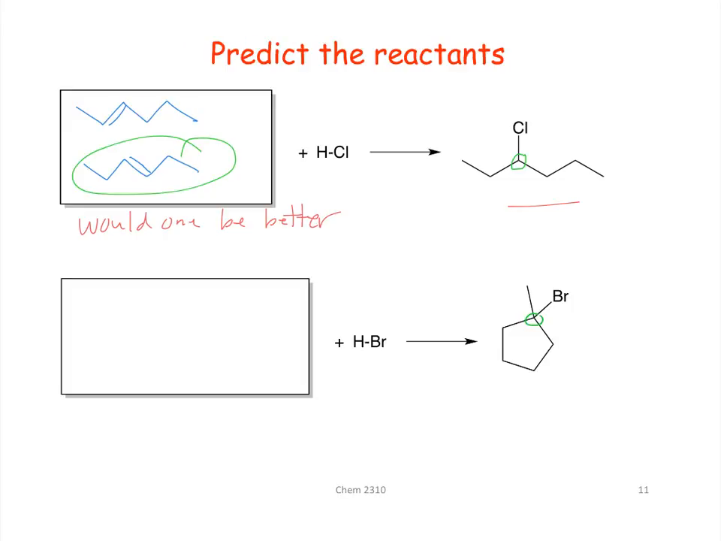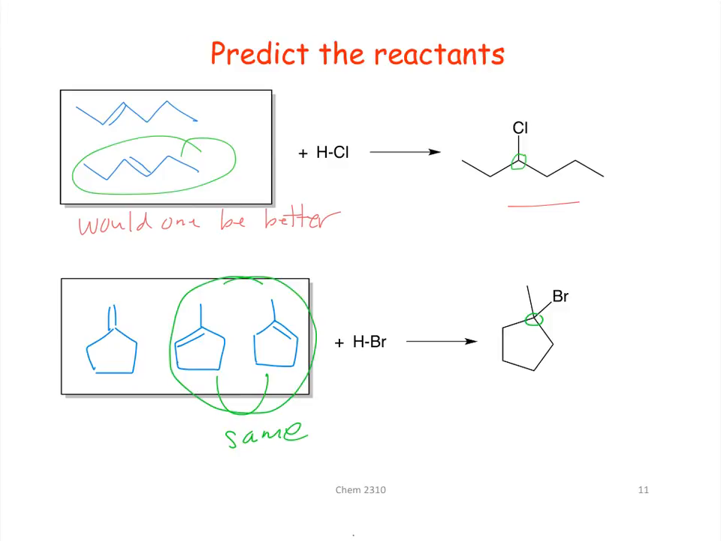Remember, the double bond has to go to this position. So we could either have the double bond going up in that direction, or we could have it going to the left, or we could have it going to the right. All right, so how many of these do we have? Okay, these two are the same. All right, so we actually have 2 possible alkenes that we could start with that would work well for this reaction.